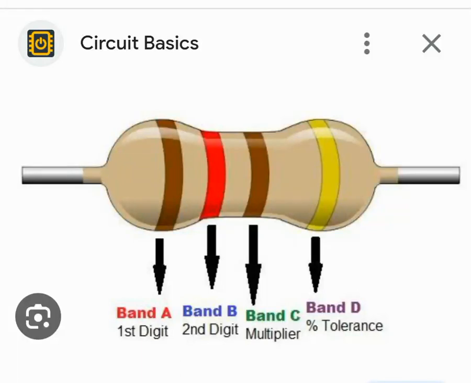Okay, so just to revise, here again you have a resistor, and when you see three colors as shown over here, that's color 1, that's the second color, and that's the third color, and then with some distance you have a fourth color. So there are a total of four bands. One is called band A, band B, band C, and band D.